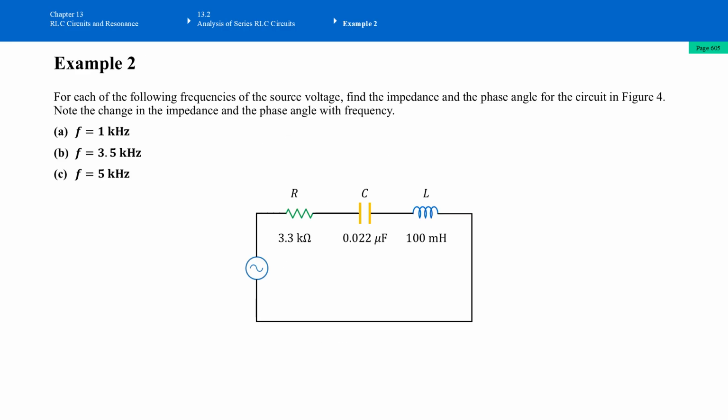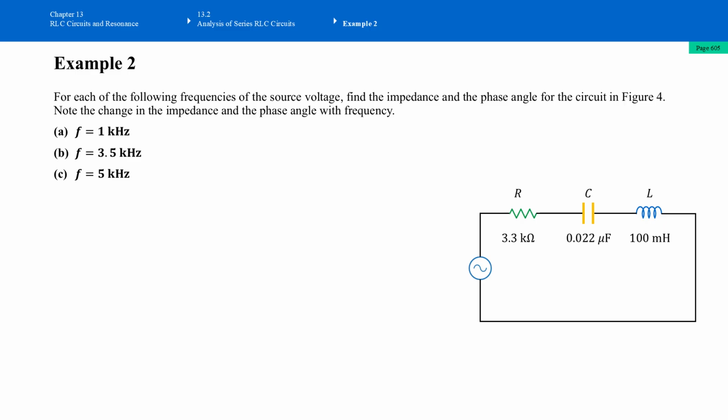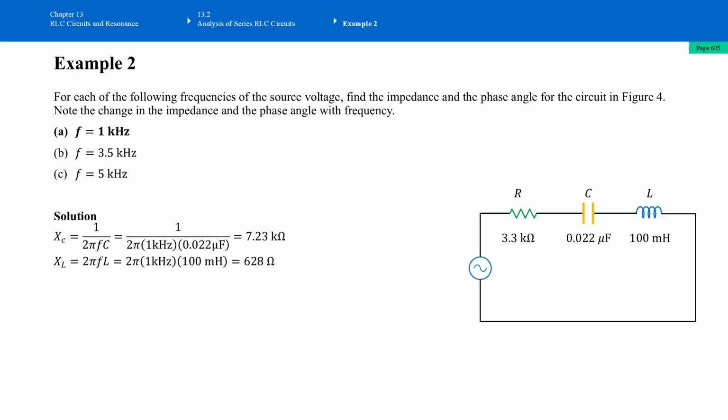Now let's work on example 2. The purpose of this example is to show, when frequency changes, mainly increases, the change of the total circuit's impedance and its phase angle. Let's work on part A, when frequency is 1 kHz.